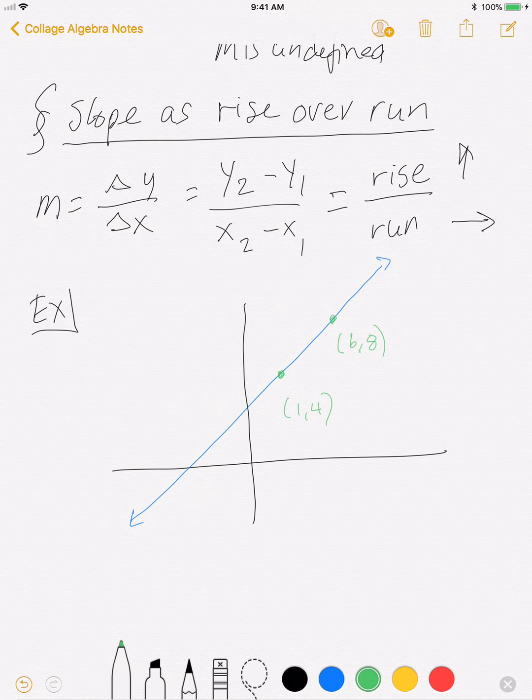I can calculate the slope of this line. The slope of this line will be given as the change in the y values, that is 8 minus 4. If you think of this as being y2 and this as being y1, over 6 minus 1. Again, think of this as being x2 and this being x1. x1 and y1 are always on the same point. x2 and y2 are on the same point. And you could flip. You could have made the 6 and 8 x1 and y1 and the 1 and 4 x2 and y2. And that will not change the outcome.